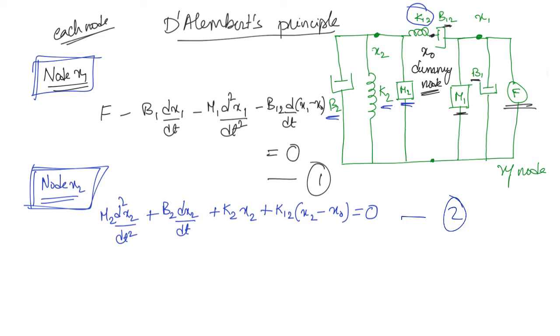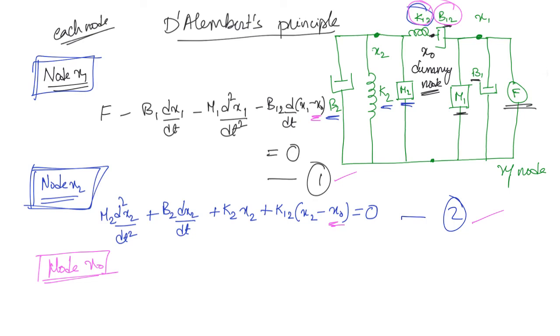The next equation will be at node x0. We have to write the equation at the dummy node as well, because x0 is present in equations 1 and 2, and x1 and x2 are already variables, so you will need three equations. So the third equation we have to write at the dummy node x0. What are the elements that are connected at x0? You have B12 which is between x0 and x1 and K12 which is between x0 and x2.